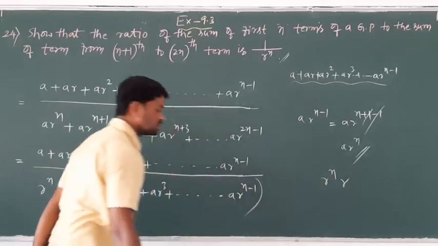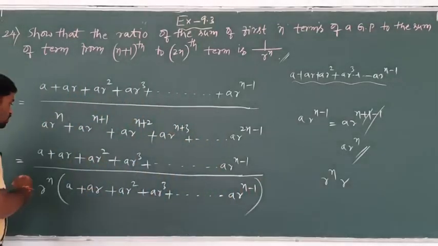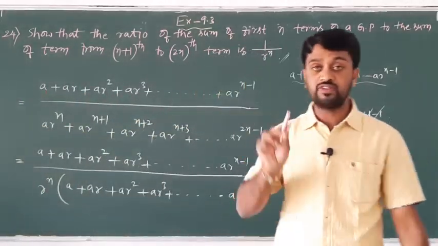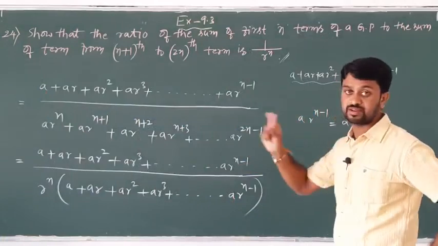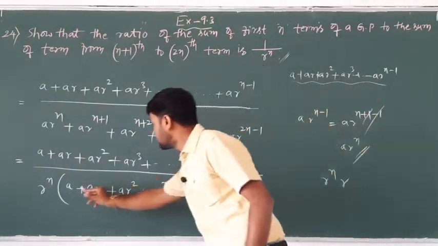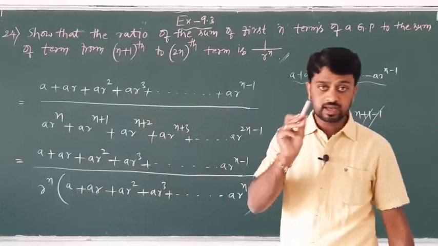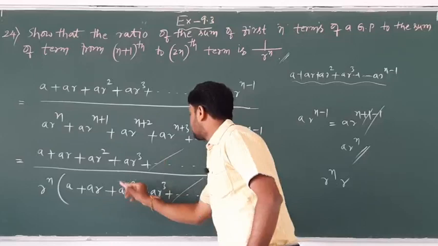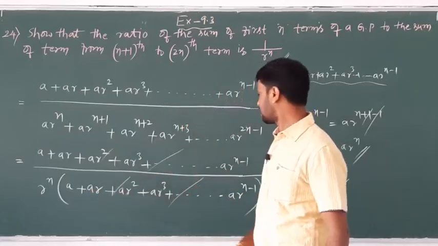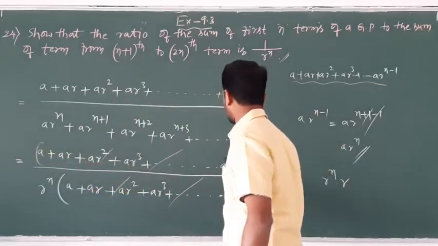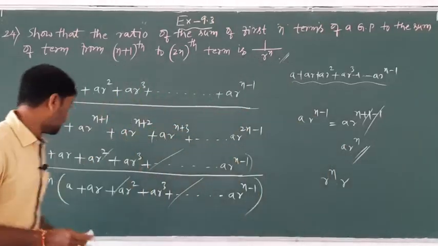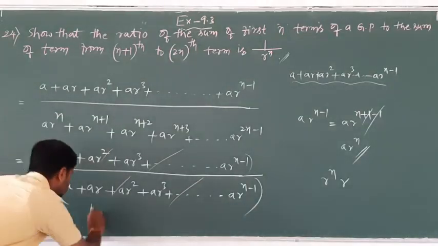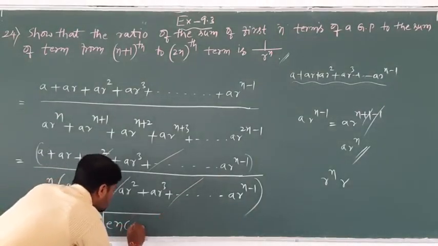Listen carefully. What is the numerator? a plus ar plus ar square plus ar cube plus ar power of 4, up to so on, a into r power of n minus 1, divided by a plus ar plus ar square plus ar cube, up to so on, a into r power of n minus 1. That gets cancelled, the total terms get cancelled. What is the remaining? Therefore 1 divided by r power of n. Hence proved.